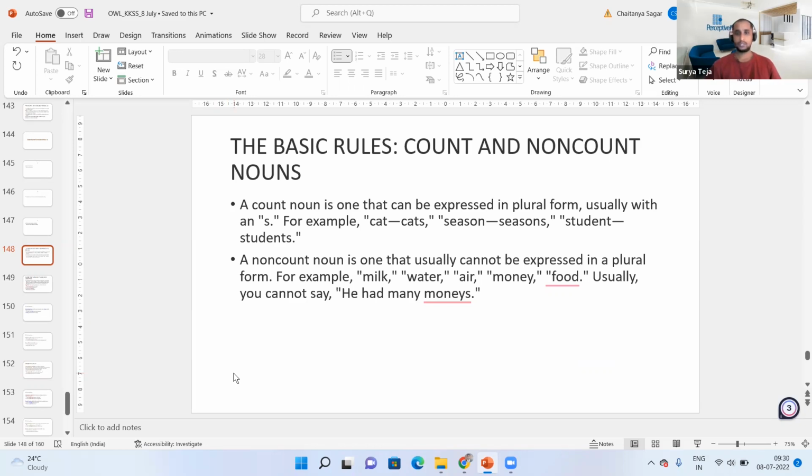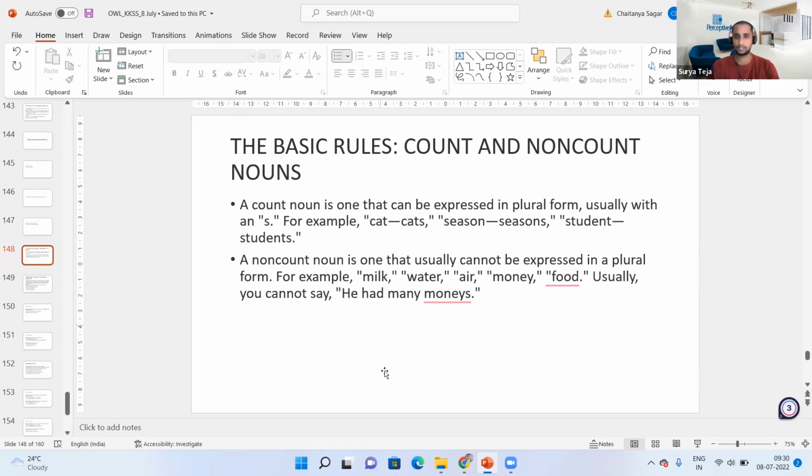And non-countable nouns cannot be expressed in a plural form. We cannot say milks unless there are 5 different kinds of milk, like cow milk or buffalo milk or goat milk, only in such cases. But usually milk, water, air, money, these are not expressed in the plural form. They are expressed in plural form only when they have an associated or adjoining unit. For example, milk, if it is said in liters, 5 liters of milk, then the liters are the countable one. Milk is not the one.